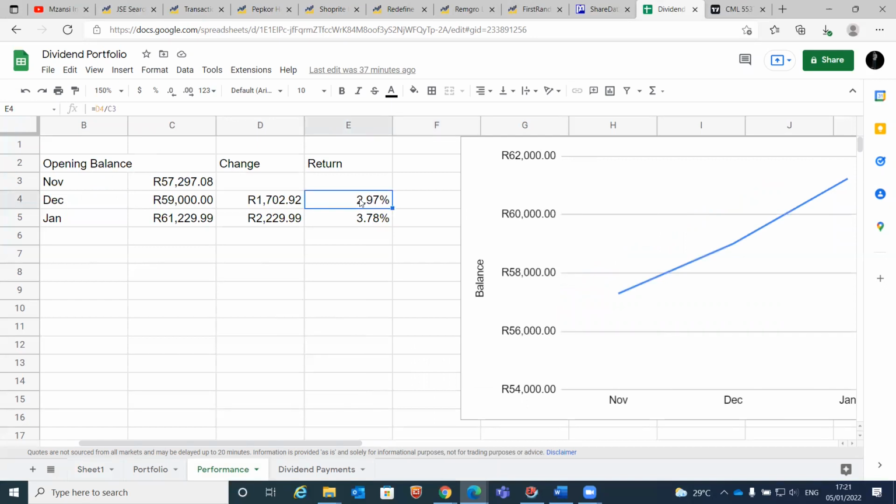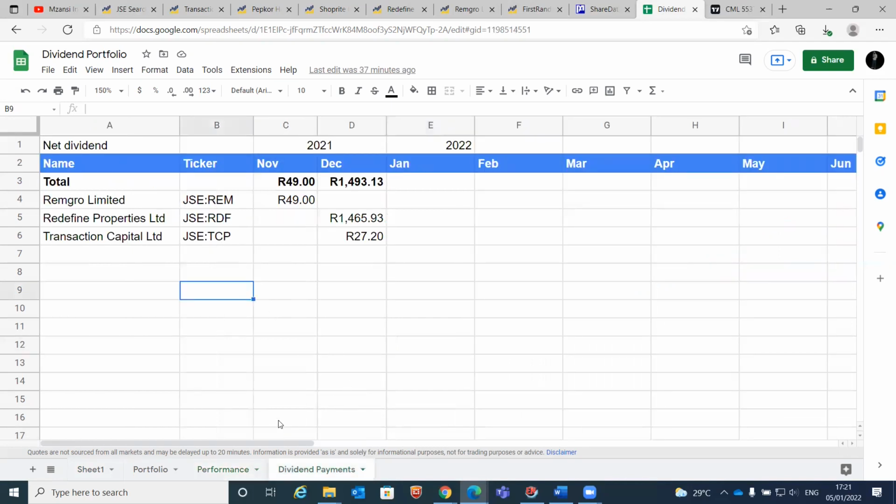From the end of November to the end of December, it only grew by 3%. So right now in January, it's currently up by about 3.78%, but we are still at the beginning of the month. Anything is possible. It can grow or it can fall a bit. Then we're also recording some of the dividends that we are getting.